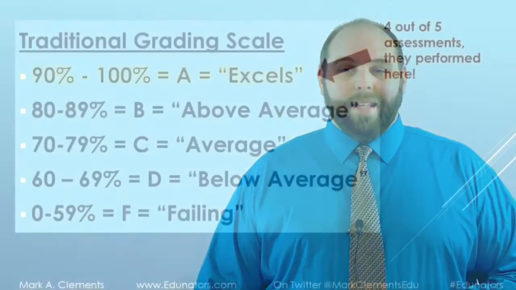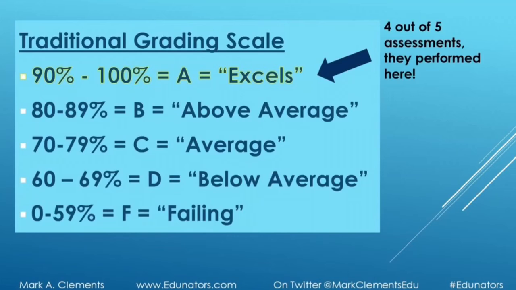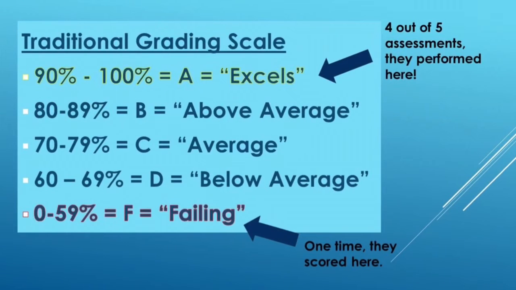The problem is that in this example, the student has never once done B caliber work. They've either been over the top, knock it out of the park, amazing, or they've completely neglected the assignment altogether, yet we report them as being a B student.